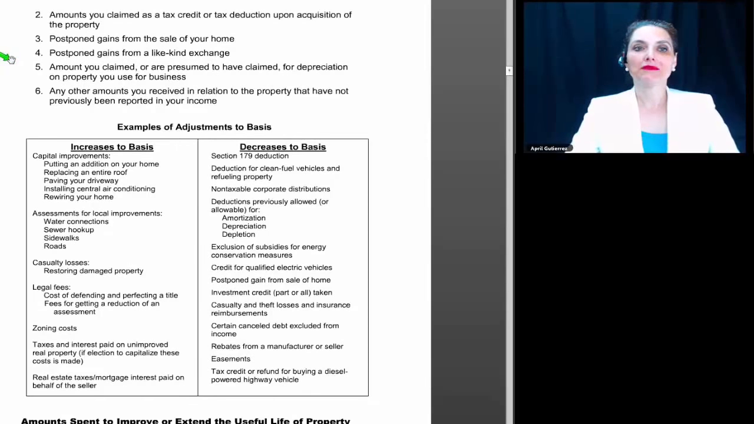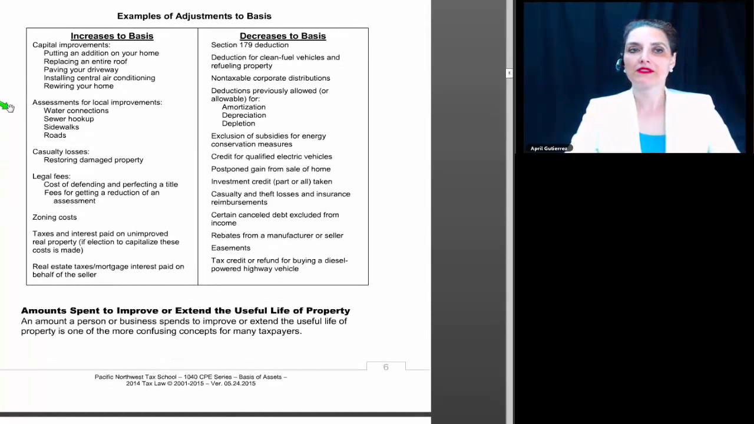Also postponed gains from a like-kind exchange, an amount you claimed or are presumed to have claimed for depreciation on property that you use for business, or any other amounts you receive in relation to the property that have not previously been reported in your income. So let's look at some examples of adjustments to basis.